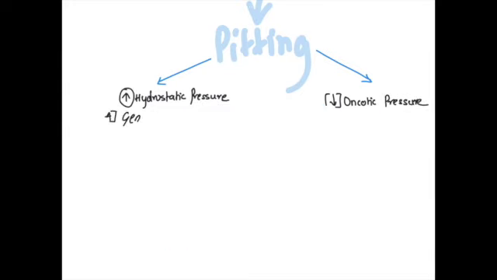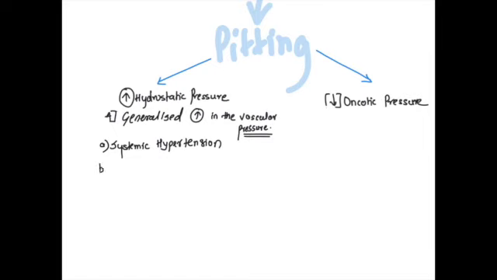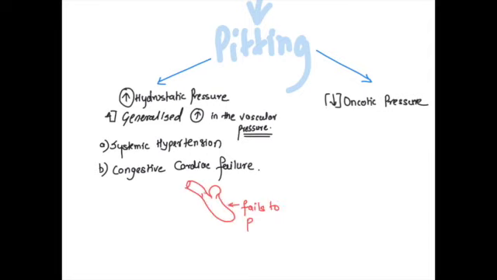Let's look into some causes causing increase in the hydrostatic pressure. They can be divided into two parts. One, generalized increase in the vascular pressure. This can be due to systemic hypertension, congestive heart failure. In congestive heart failure, the heart fails to pump the blood forward. Hence, there is an increase in the back pressure, increasing the pressure of the systemic circulation, and hence causes increase in hydrostatic pressure.